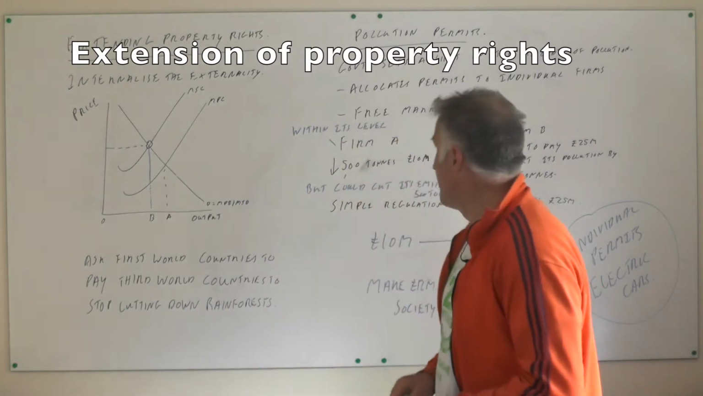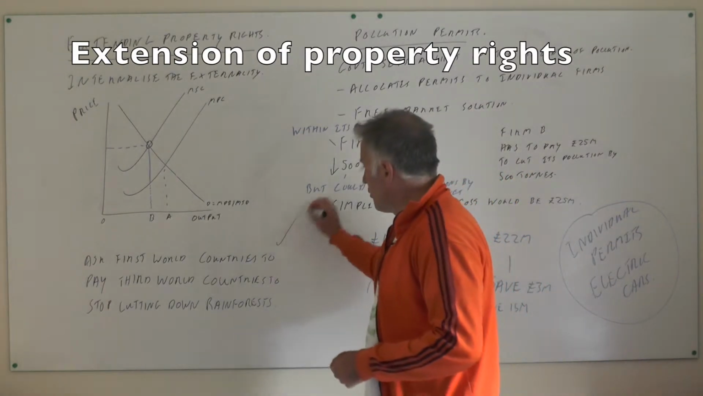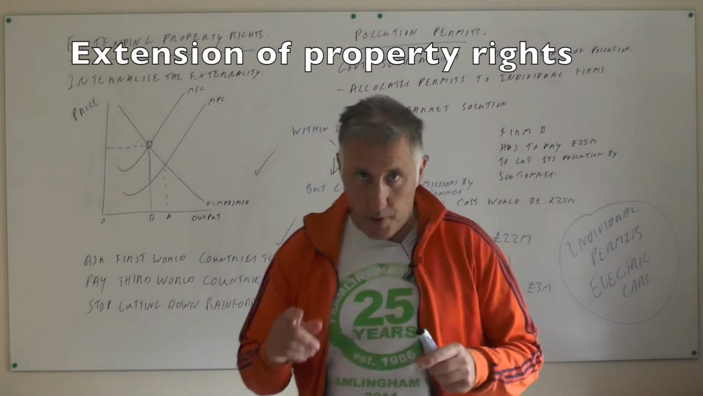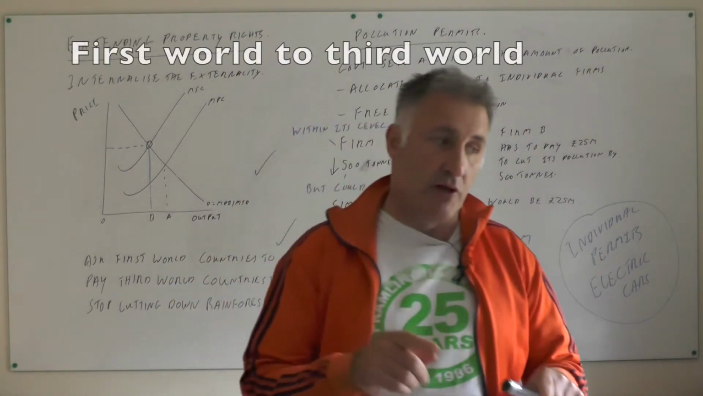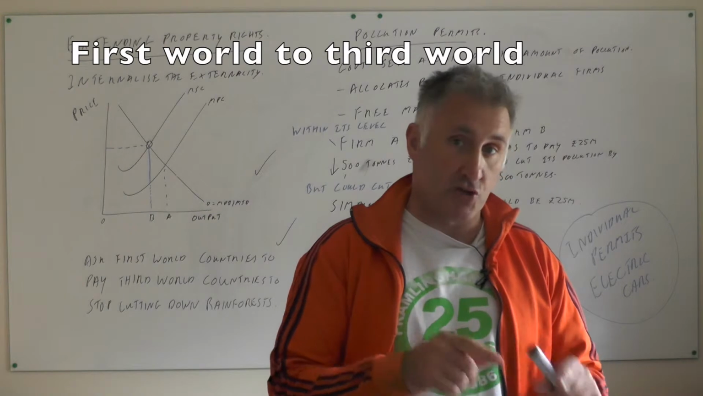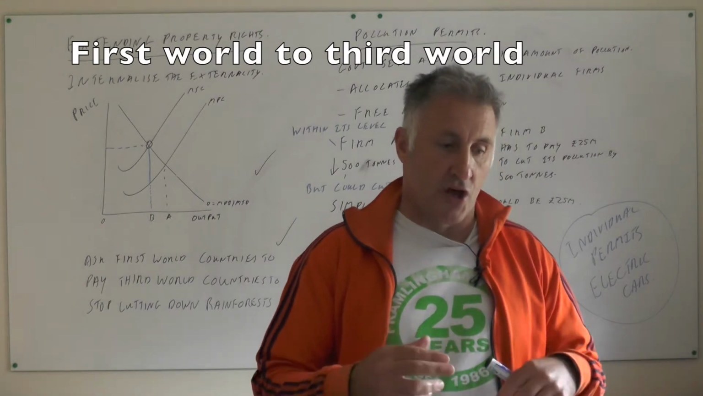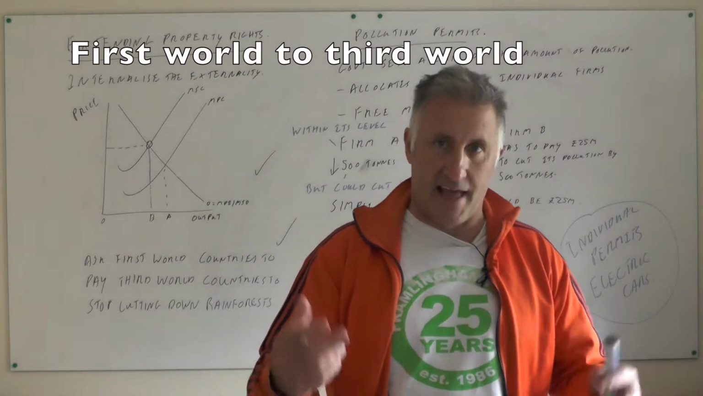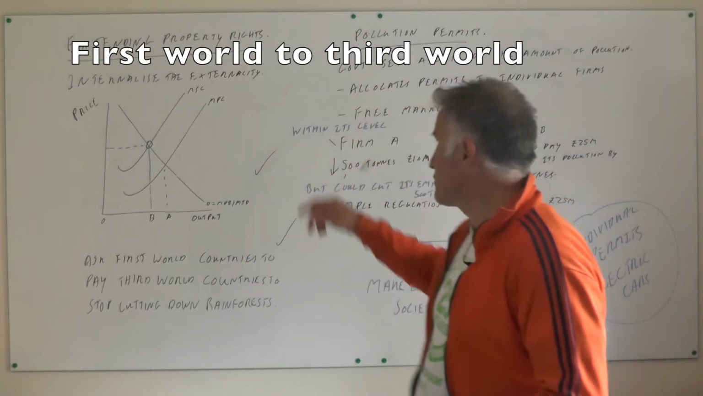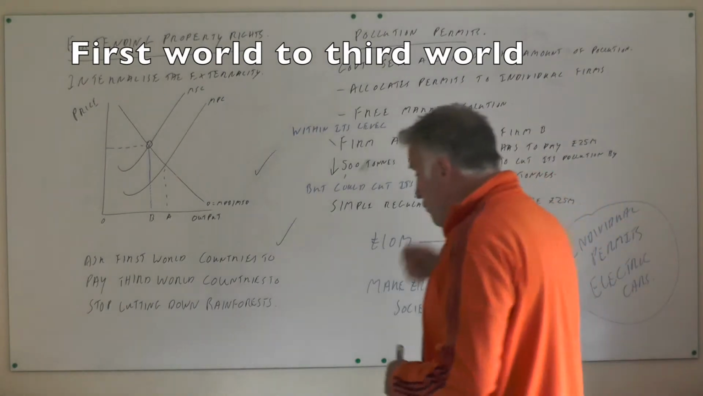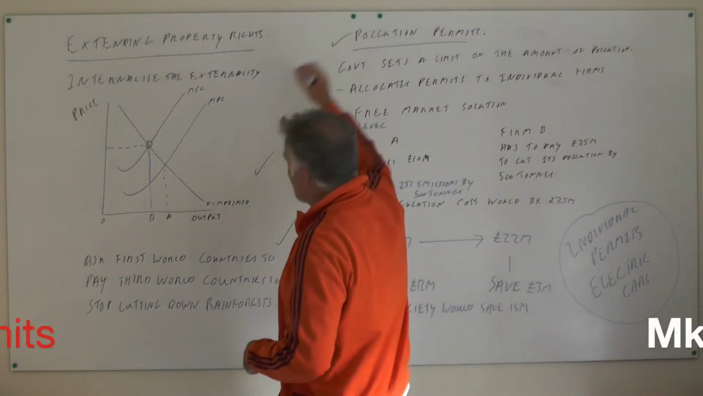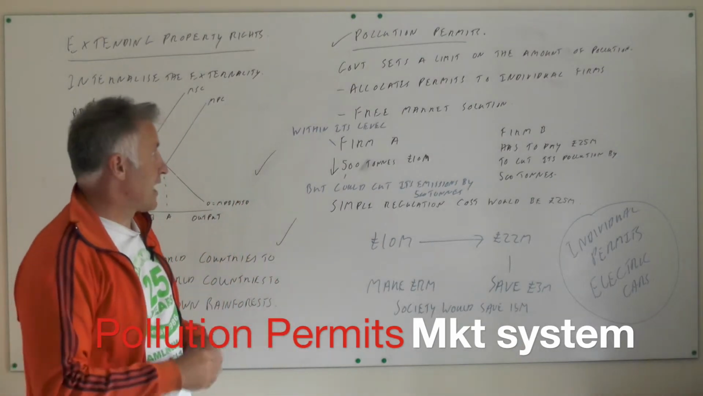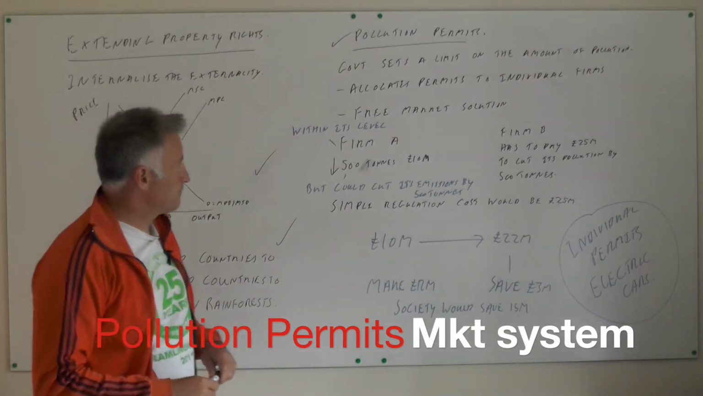Right. There's also another argument throughout the world that we in the first world could pay the people who live in the third world, we could pay them to make sure that they didn't cut down trees. So that would help in terms of global warming in that case. So we could try and extend property rights. The other way in which we can do it is to use pollution permits, which is a way of working in the market system. And I'll just give you a technical example here.